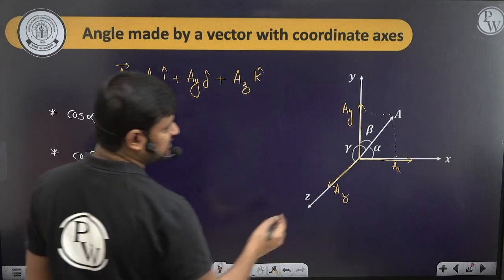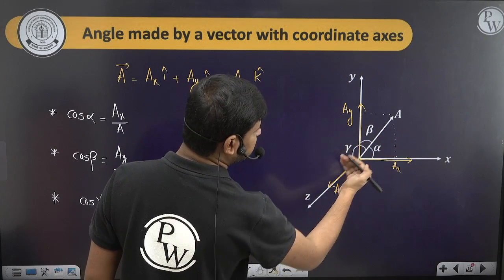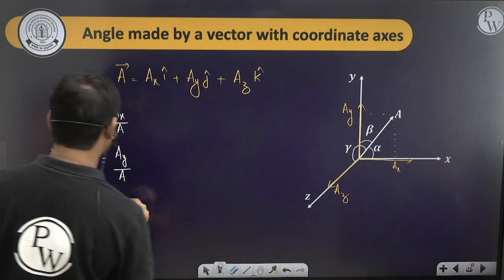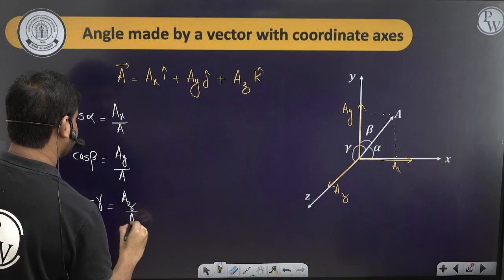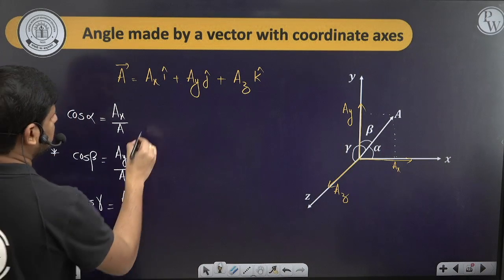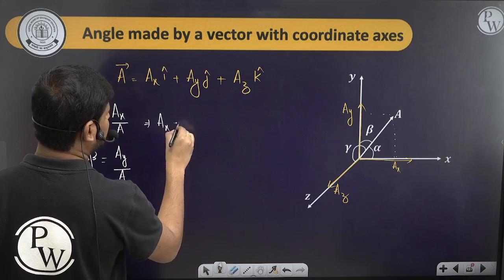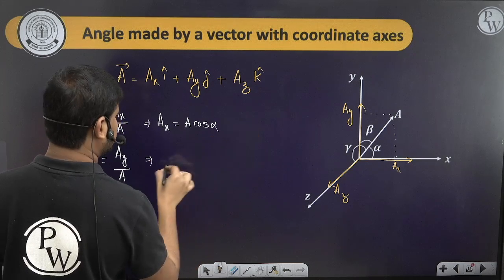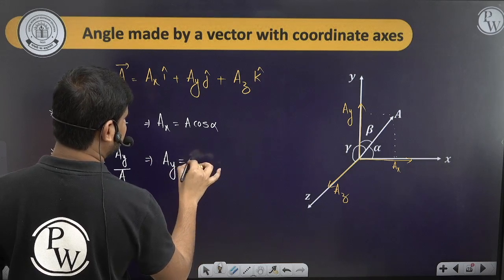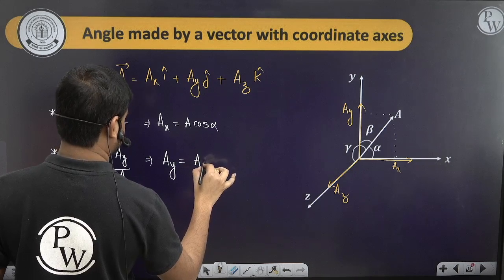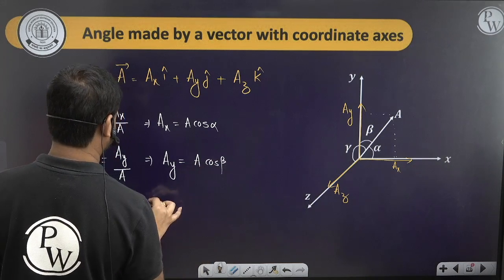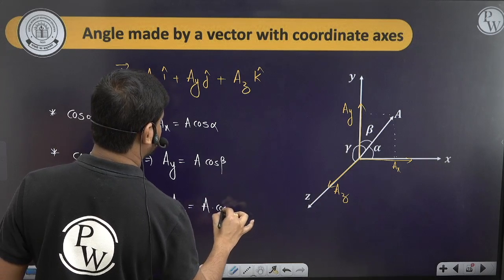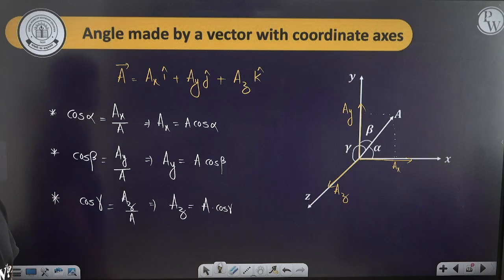So gamma, with respect to the z axis, with respect to A. Just imagine it this way, like this. This is a vector, so then it's going to be Az by A. Az by A. So from here you can write, if you need, the component of x is going to be A cos alpha. The component of vector A in the y direction is going to be A cos beta. Here the component of vector A in the z direction is A cos gamma. A cos gamma. Okay, clear?